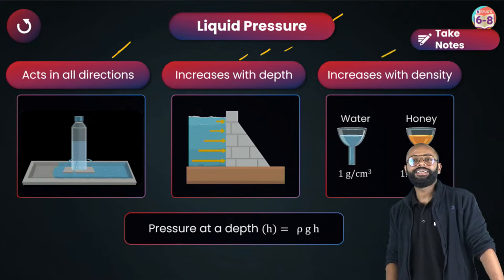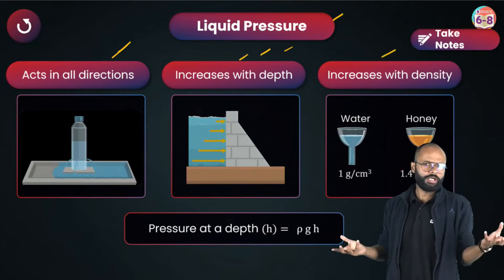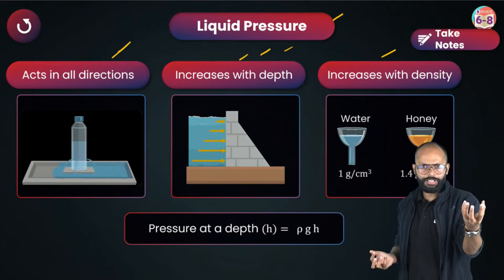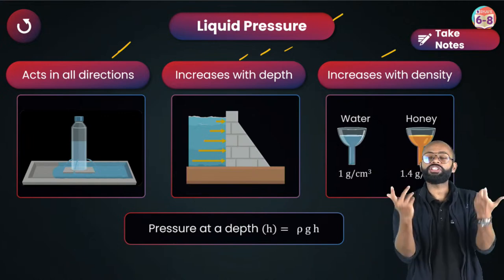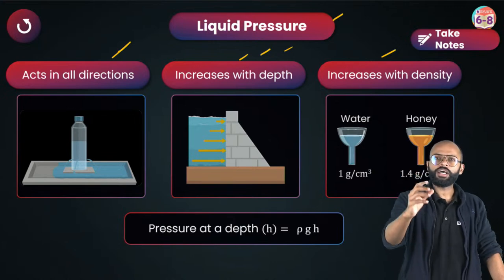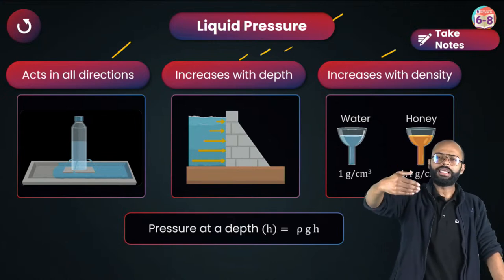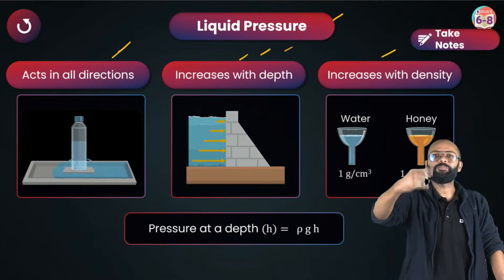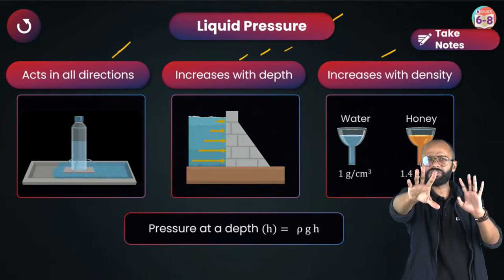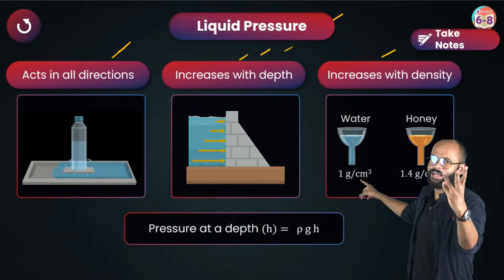It increases with density. Think about it. Pani hai, you have water in a bottle and you have honey in a bottle. Which is more dense? Honey. So agar liquid ka density zyada hoga, if the liquid's density is more, the pressure will be more. So pressure is working on three factors.